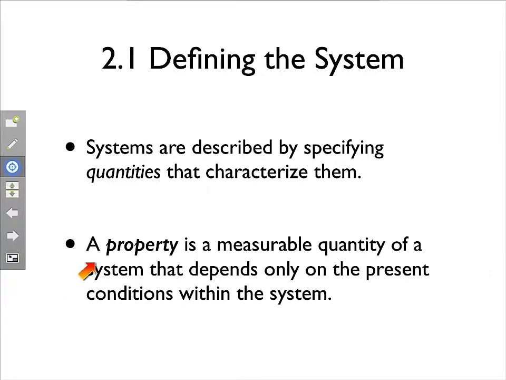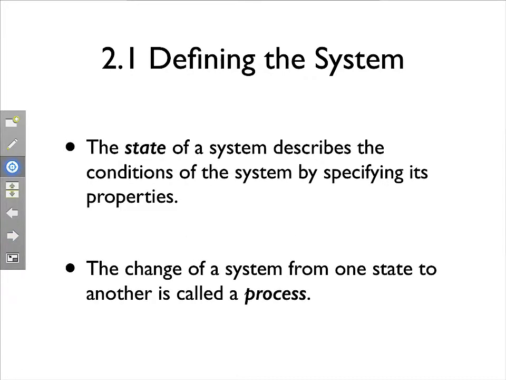A property is a measurable quantity of a system that depends only on the present conditions within the system. So in the case of the flume, we might be measuring water flow continuously throughout this experiment at a certain time interval to determine what the properties of that water are as a function of time. The state of a system describes the conditions of the system by specifying various properties. And the change of a system from one state to another is called a process.